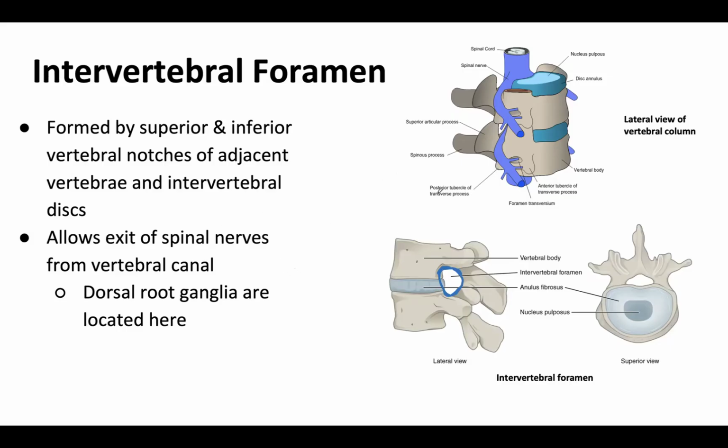Additionally, you're going to have dorsal root ganglion, or DRGs, that are going to be located at the level of the intervertebral foramina. These are going to be sensory neuron cell bodies, which you will learn more about in the neuro portion of the course, but it's important to note that these are located in that region as well.